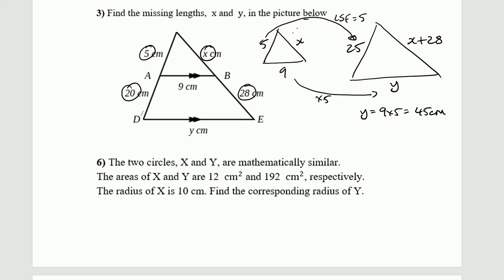Now getting x is a little bit trickier, but here's what we know. We know that this measurement times by 5 equals this measurement. x times 5, or 5x, has to equal x plus 28. And that's given me a simple equation to solve. 4x equals 28, so x must equal 7 centimeters.